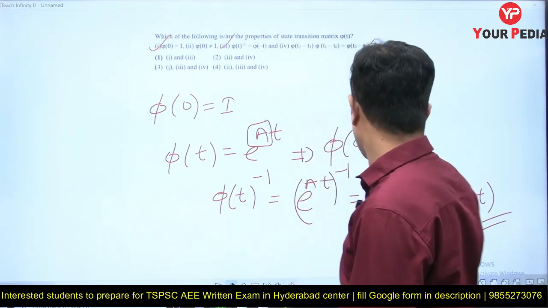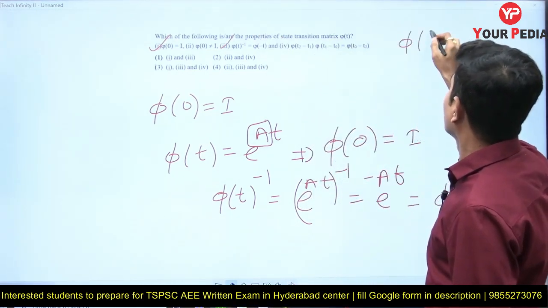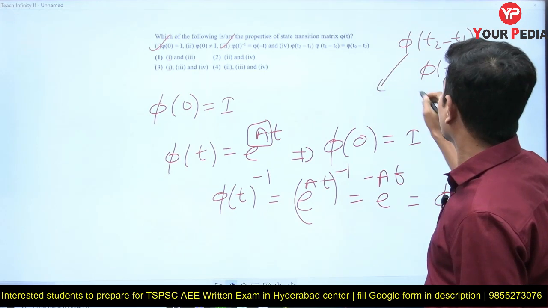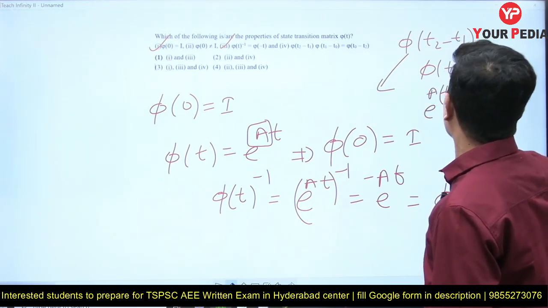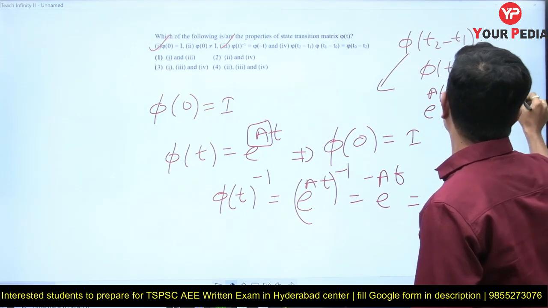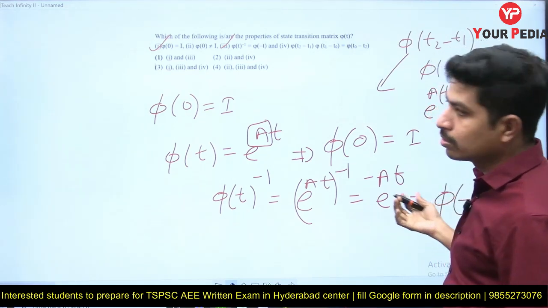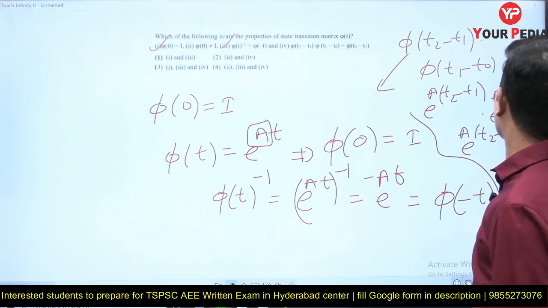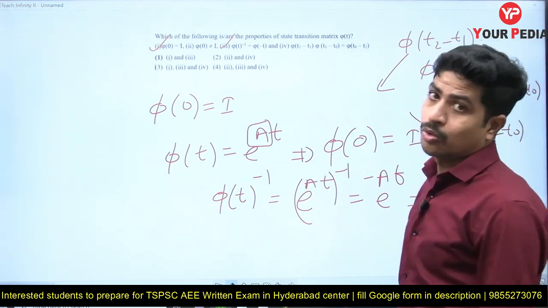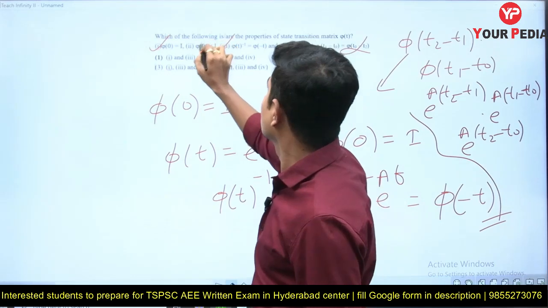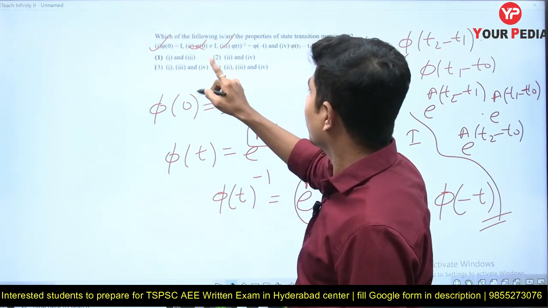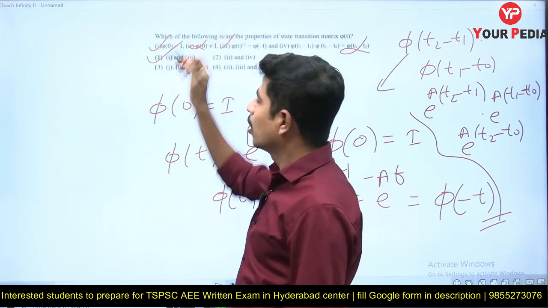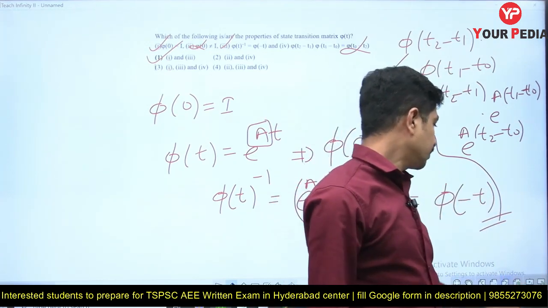Very much correct. Let's go to the fourth one. Phi of (t2 minus t1) into phi of (t1 minus t0) can be written as e power A(t2 minus t1) into e power A(t1 minus t0). Then we have to add the powers. If you add the powers, you are going to get e power A(t2 minus t0). Now let's see in the options what is given. T0 minus t2, no, it's not correct. The second one is also not correct. Total four are given: 1, 2, 3, 4. The second one and fourth one are not correct. 1 and 3 are correct, so the option is one. That much simple it is.